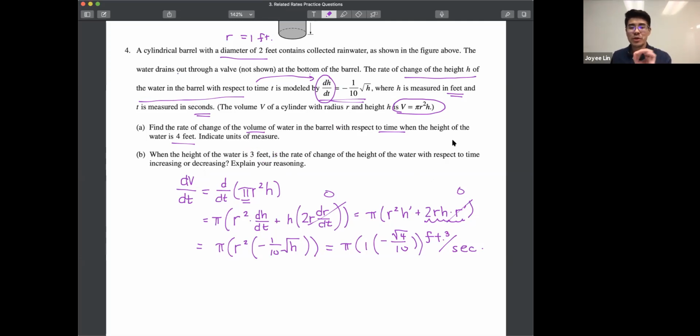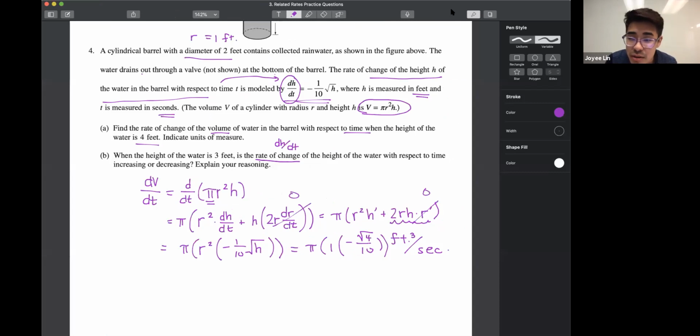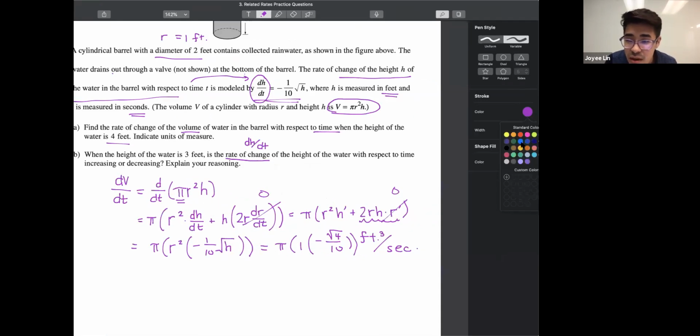Why? Let's pay attention to the wording of this question. It says when the height of the water is 3 feet, is the rate of change, is dH dt, increasing or decreasing? How do you find when dH dt is increasing or decreasing? You need to take the derivative of dH dt. Let me go ahead and change my pen color so when y'all look at the notes, you don't think I'm doing the same question twice. What color? Let's do blue.